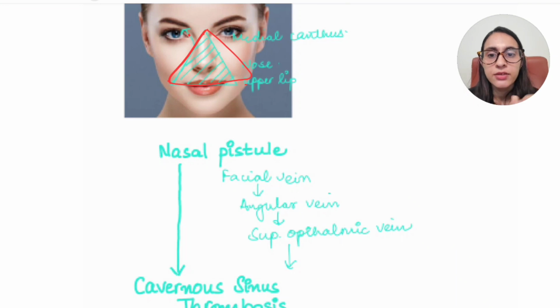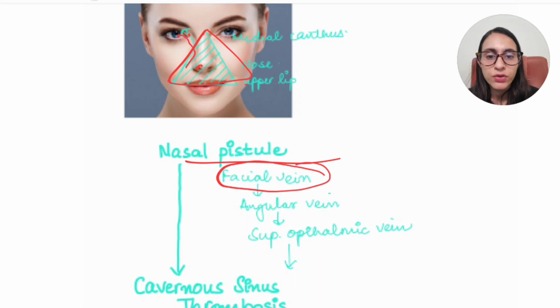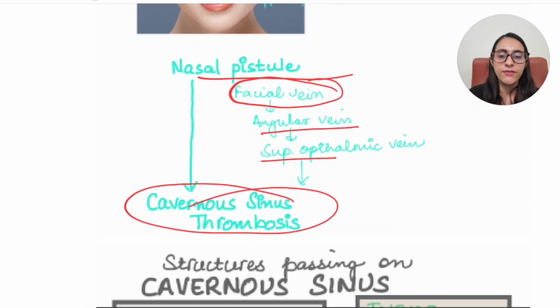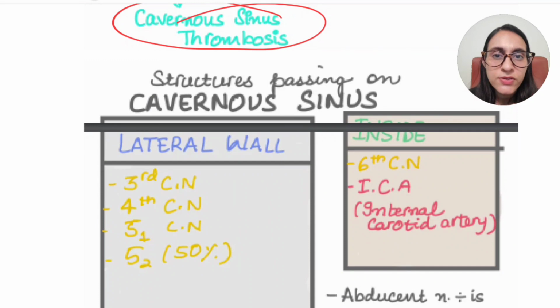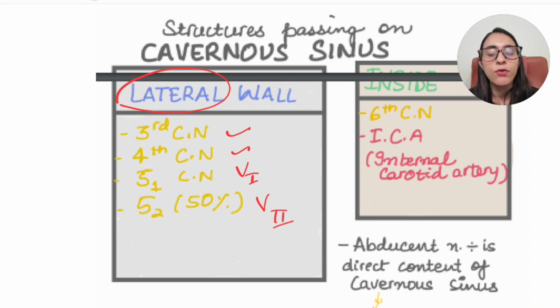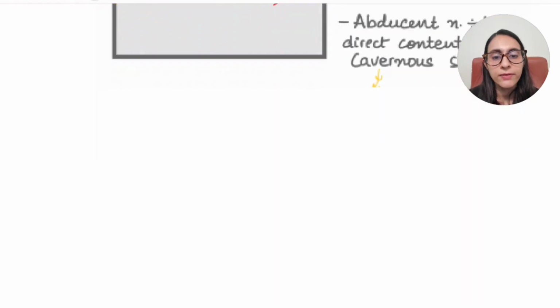Any small infection in a nasal pustule can spread via the facial vein to the angular vein and then to the superior ophthalmic vein. It can reach the cavernous sinus and cause cavernous sinus thrombosis. What are the structures that pass through the cavernous sinus? In the lateral wall of the cavernous sinus, the third, fourth, and fifth cranial nerves, V1 and V2, pass, and inside the cavernous sinus are the sixth cranial nerve and the internal carotid artery.